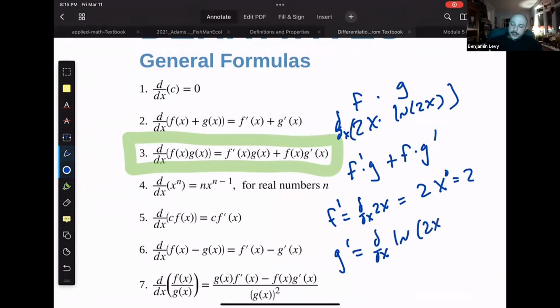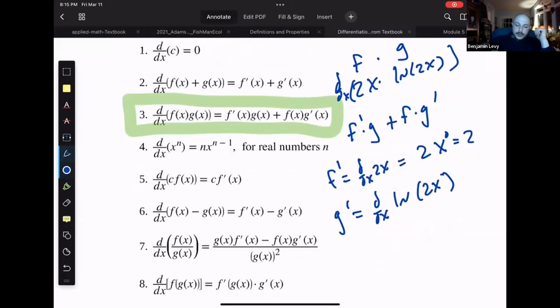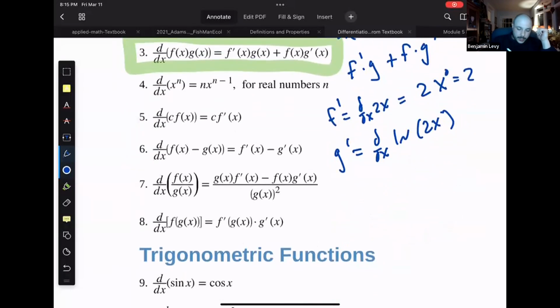a function inside of ln. So this is kind of similar to the other side of that chain rule, where we had an ln with a function inside of it. So it's also a chain rule for that same reason. And so this becomes the chain rule, which is this one right here.